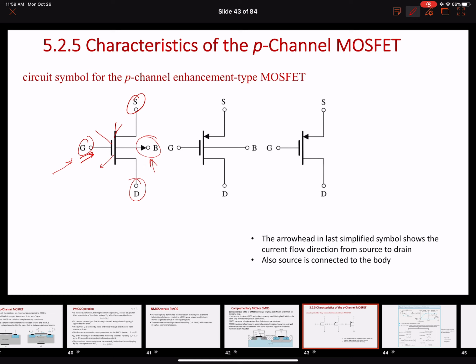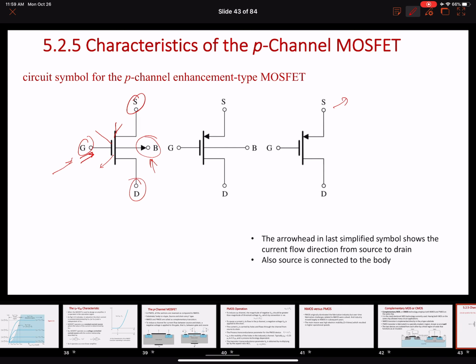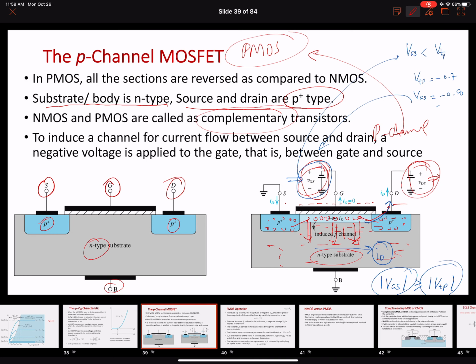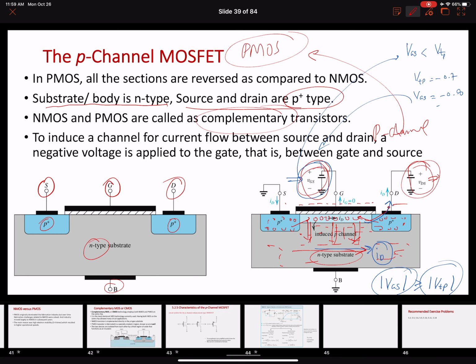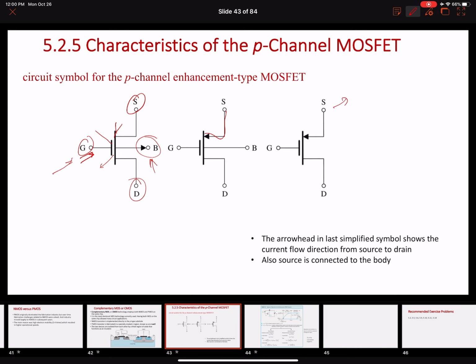But for the most simplistic symbols, we don't use a body terminal. So we take this body terminal out, and then we put an arrow on the source terminal. The direction of the arrow should be based on the direction of the current, and in the PMOS, we saw that the direction of the current is from the source to the drain. So yeah, this is ID.